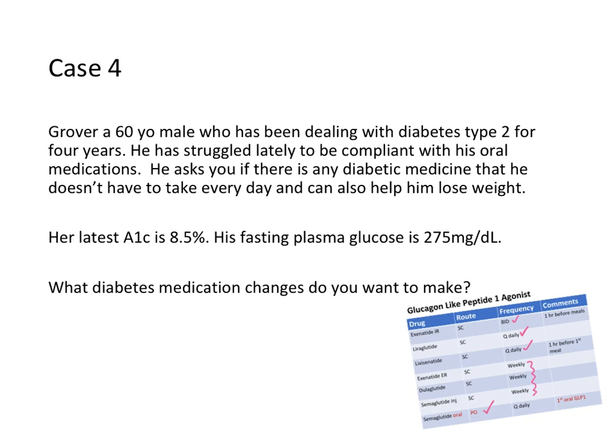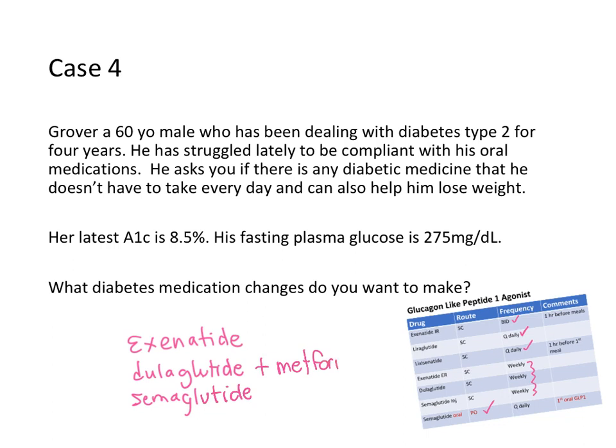Well, in this case, Grover might be a candidate for the GLP-1 agonists. Remember, these are subcutaneous injections, and several of them offer once weekly dosing. If the patient isn't averse to giving himself an injection once a week, this might help him maintain better adherence to his medication regimen and also help him lose a little weight, because these GLP-1s do have that benefit. Generally, these aren't used as single therapy, so he might still have to stick with his Metformin, for instance, but it may be a lot more beneficial for him if he's not taking multiple oral medications per day.